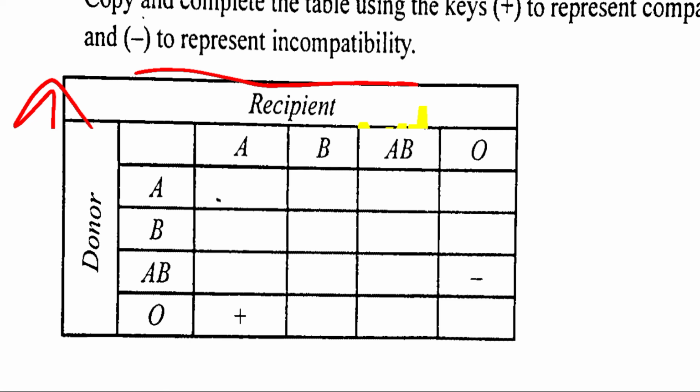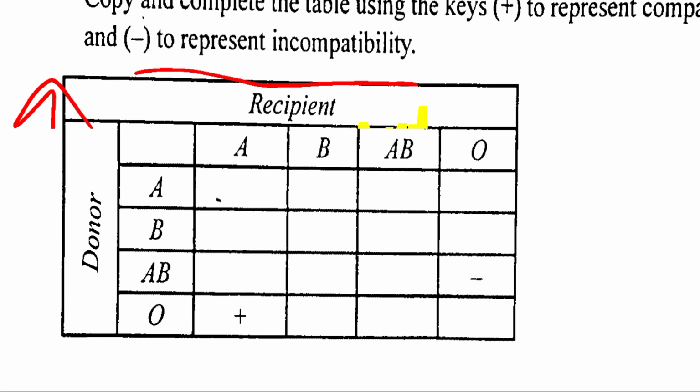Beginning with the O row, you will notice that a person with blood type O can give blood to a person who has blood type A, blood type B, blood type AB, and blood type O. There is a term associated with this phenomenon. That term is universal donor. So the O blood type is referred to as the universal donor.